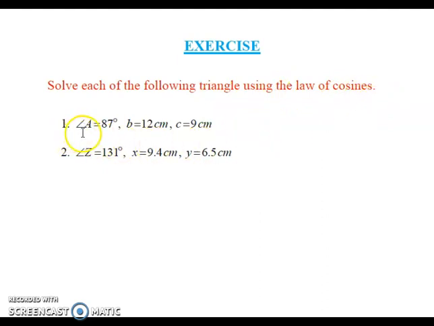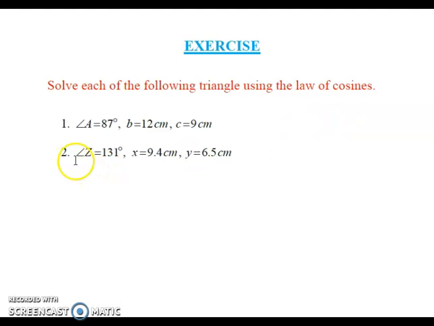First problem, angle A is equal to 87 degrees, side B equal to 12 centimeters, side C is equal to 9 centimeters. Two sides and enclosed angle is given. We can apply the law of cosines. First, we can find the remaining side A, then find the angle B and angle C.